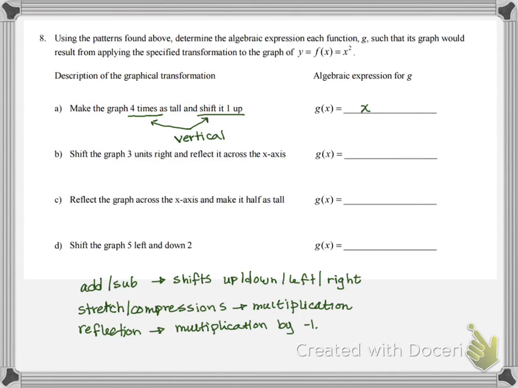I start with my input. I notice that there's no horizontal transformation, so I square it. Then we're following order of operations. So making the graph 4 times as tall, I do by multiplying by 4, which happens before addition or subtraction, right? So multiply by 4, and then shift up 1 by adding 1.